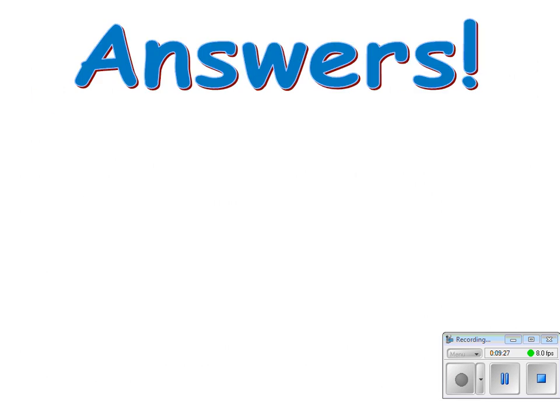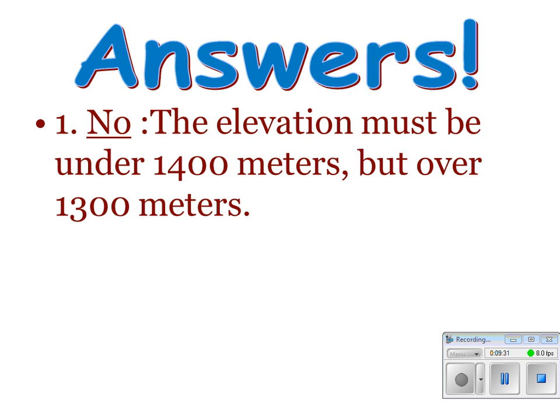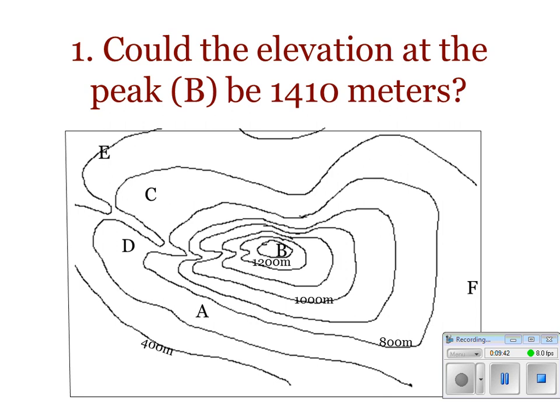Now let's go through the answers. Answer to number 1. No, the elevation must be under 1,400 meters, but over 1,300 meters. And here's revisiting number 1. Could the elevation at B be 1,400 meters? No. It says right here that this line is 1,200.